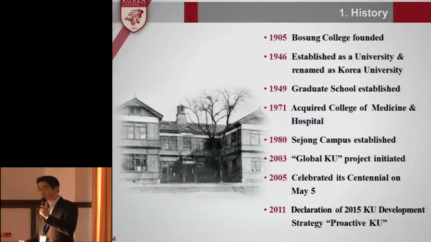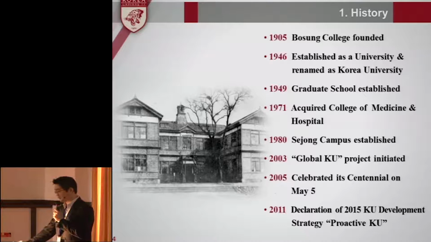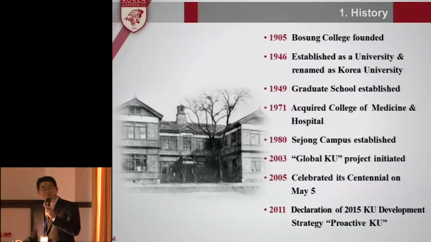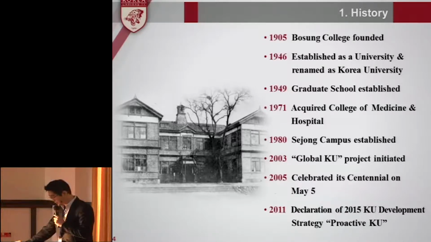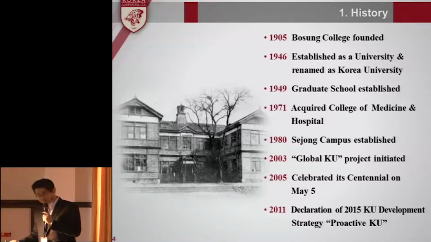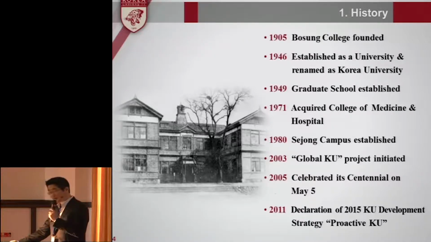Here's a brief history of the university. The university was founded in 1905 and therefore celebrated its centennial in 2005. In 2003, in preparation for the Centennial celebration, we initiated the Global KU Project, which includes the Master Plan of the University's globalization. It is also the foundation of KU's traditional partnerships model, and it has been the driving force for KU's aggressive internationalization.